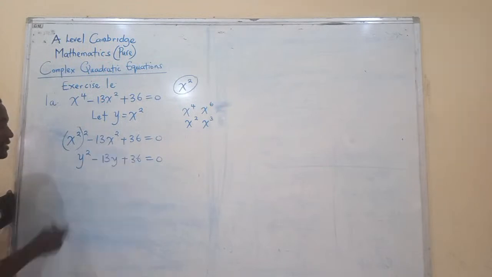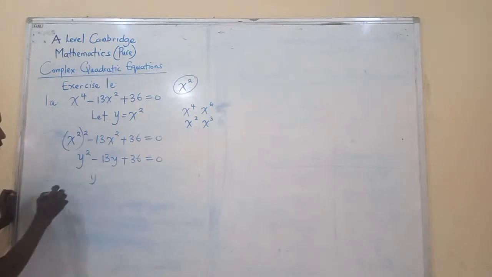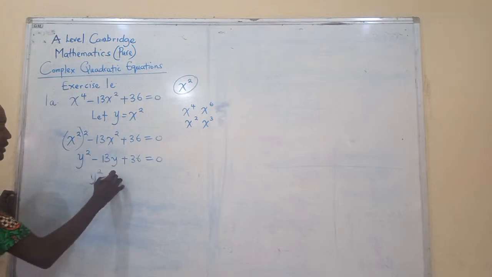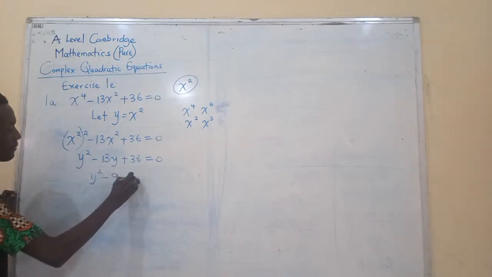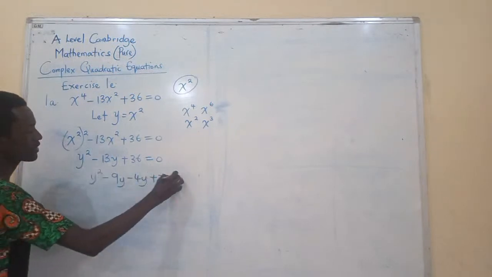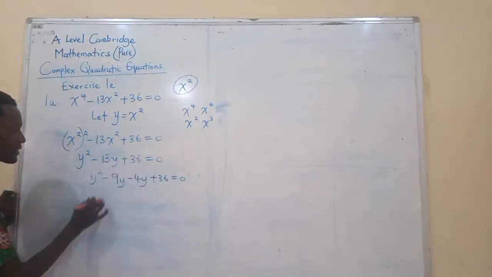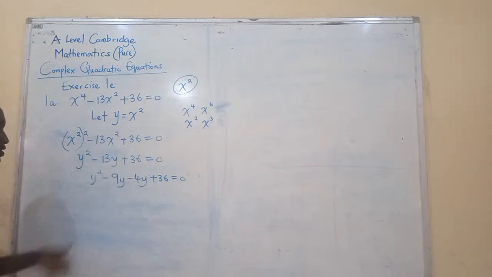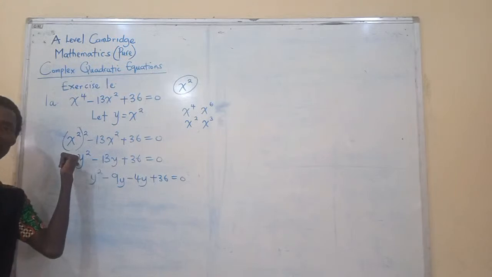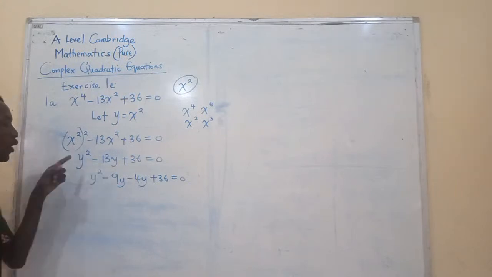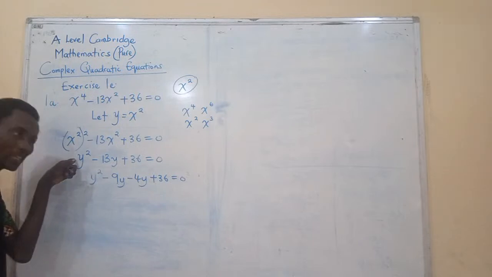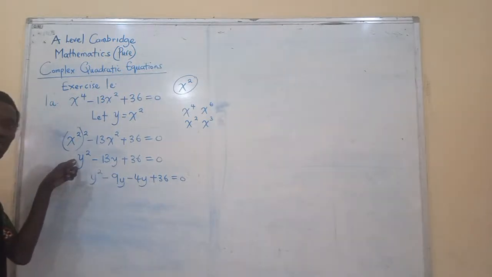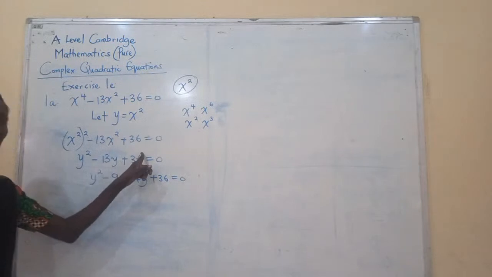So I'll look at 36. Let's break 36 down. What am I going to have? I'm going to have y squared minus 9y minus 4y plus 36 equal to 0. If I multiply this, I'll get this. If I add this, I will get this. The reason I've gone straight is because the coefficient of y squared is 1. Whenever the coefficient of this is not 1, the trick is multiplying the first and the last term.